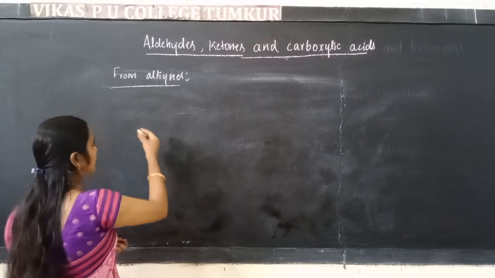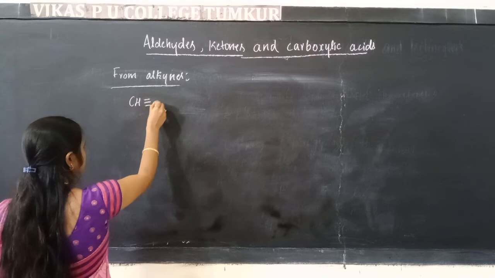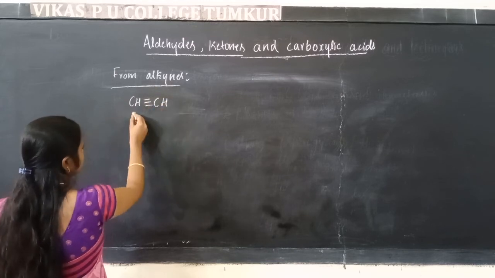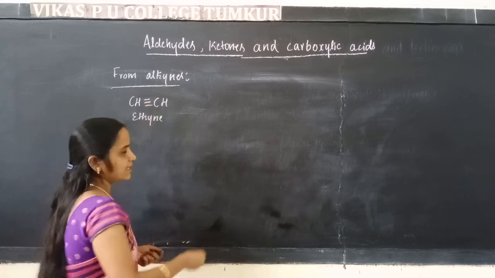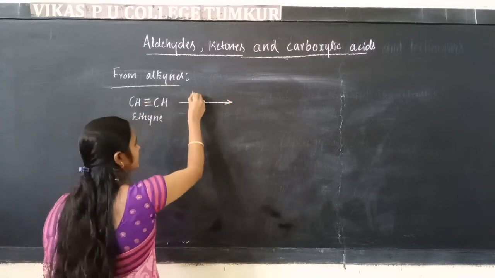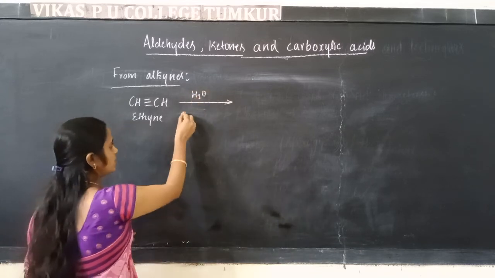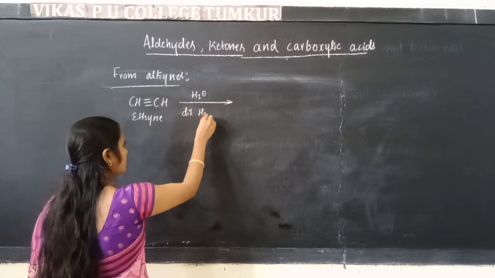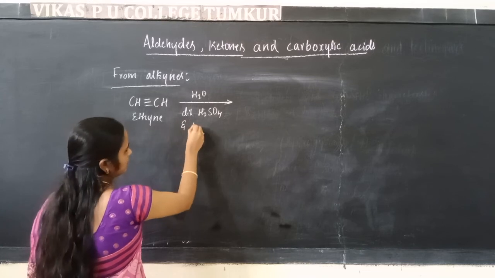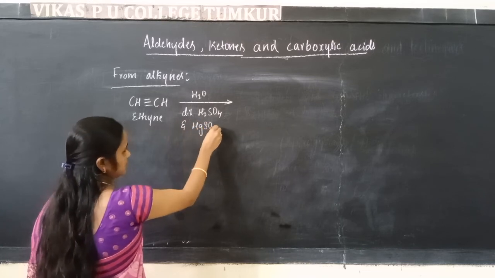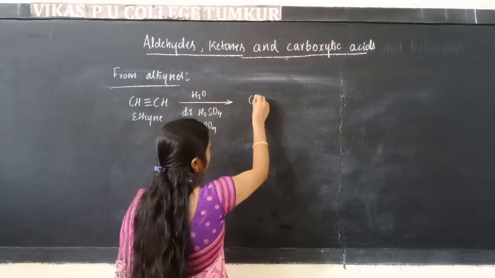For example, we will take the alkyne ethyne. These are hydrated, meaning treated with water in the presence of dilute sulfuric acid and mercuric sulfate. It gives a carbonyl compound; that is, we first get an intermediate compound.